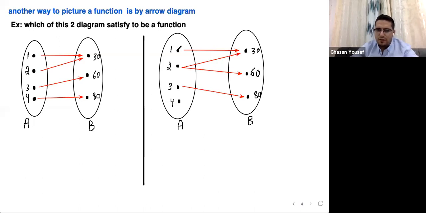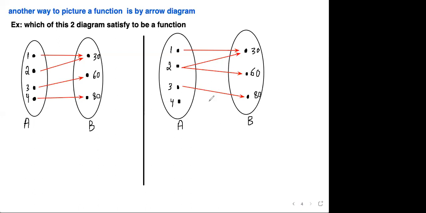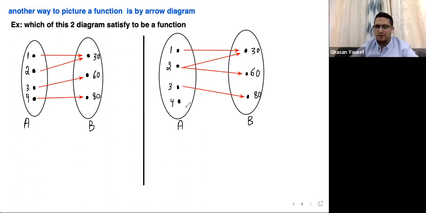Now for the second diagram, does this diagram represent a function? If we look into it, 1 takes 30, 2 takes 30, and also 2 takes 60 again, 3 takes 80, and number 4 does not take anything. Anta said no. Why is it no? Because the 2 has two different y values, yes, exactly. What about also the 4? Does the 4 take any value from set B?